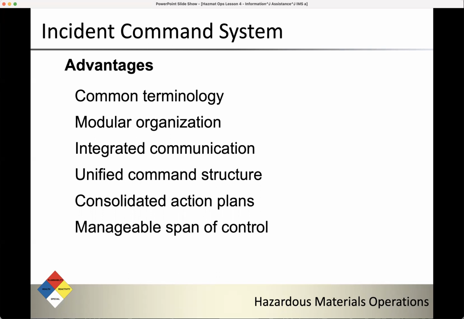If you're the incident commander and you have so many things going on at an incident that you can't keep control of it, then you have an unmanageable span of control. The incident command system provides you a way as the incident commander to manage your resources.